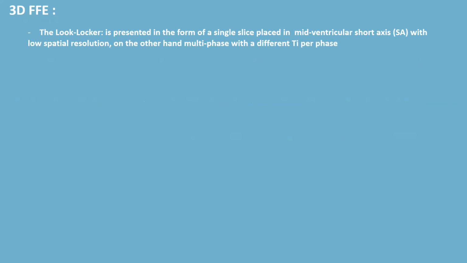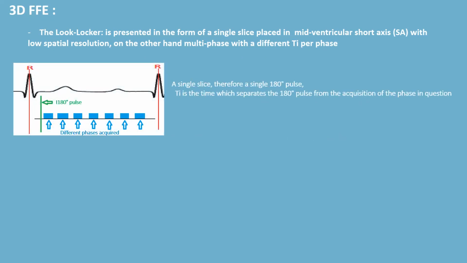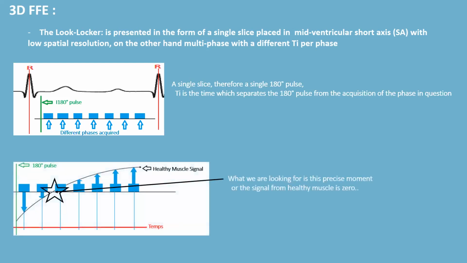On the other hand, it has multiple phases with different TI phases. So here we can apply it between the different phases. We have one single slice, followed by a 180 pulse. TI is the time which separates the 180 pulse from the acquisition of the phase in question. What we are looking for is this precise moment. It's a very important moment, because inside it, the signal from the healthy muscle is zero.